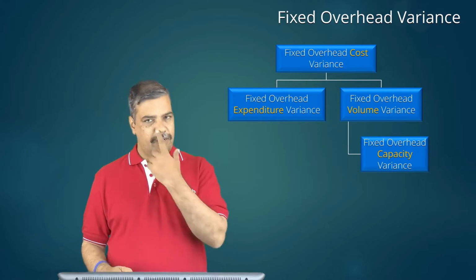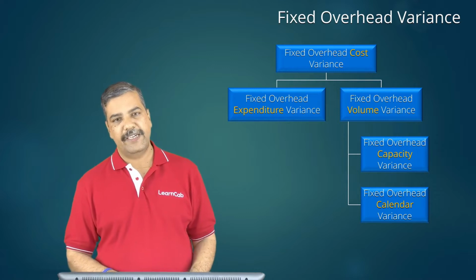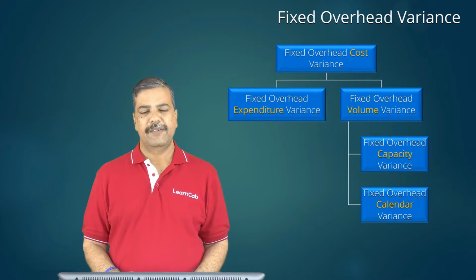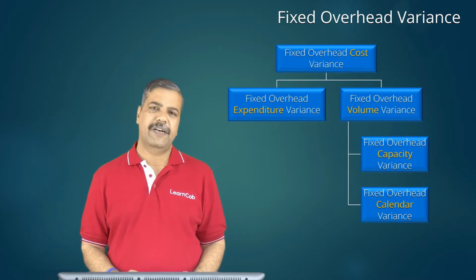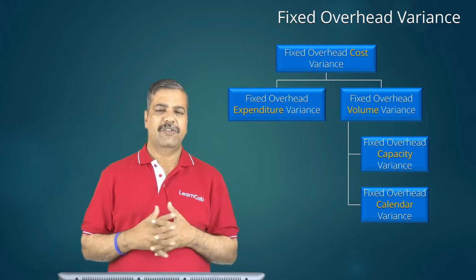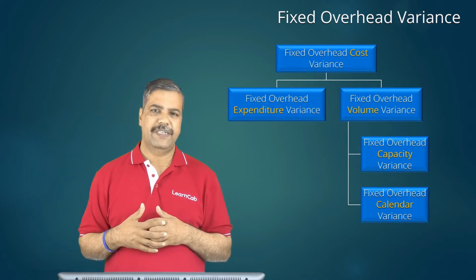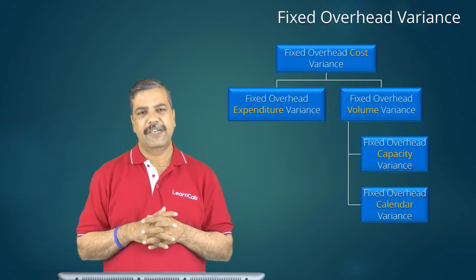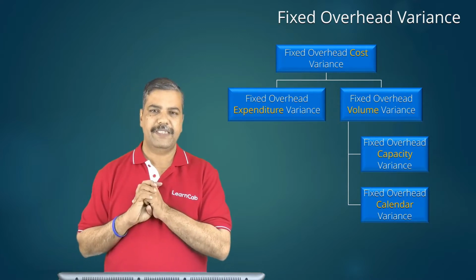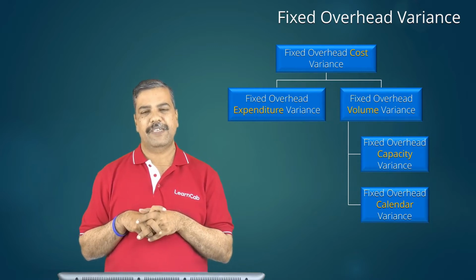In volume, we need to go for another two things: capacity and calendar. Calendar, as the name itself tells you, is based on time, because fixed cost is time oriented. Till that time it remains fixed. How long, or how many years or months, that cost will be fixed is very important for us to analyze, because how fixed that cost is plays a prominent role in my decision also. Then we have capacity also, because fixed cost depends on capacity.